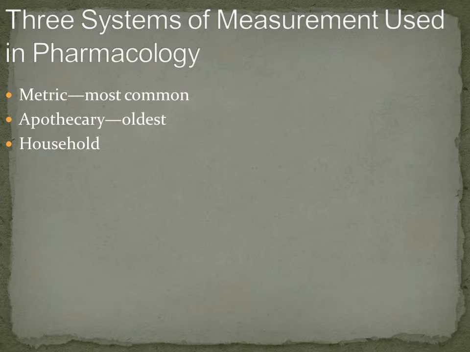There are 3 systems: metric, which is the one you're probably most familiar with, and apothecary, which is the oldest and not used quite as often anymore. And we have to incorporate household measurements because a lot of our folks still want to use their household teaspoons, etc., in order to give medications.